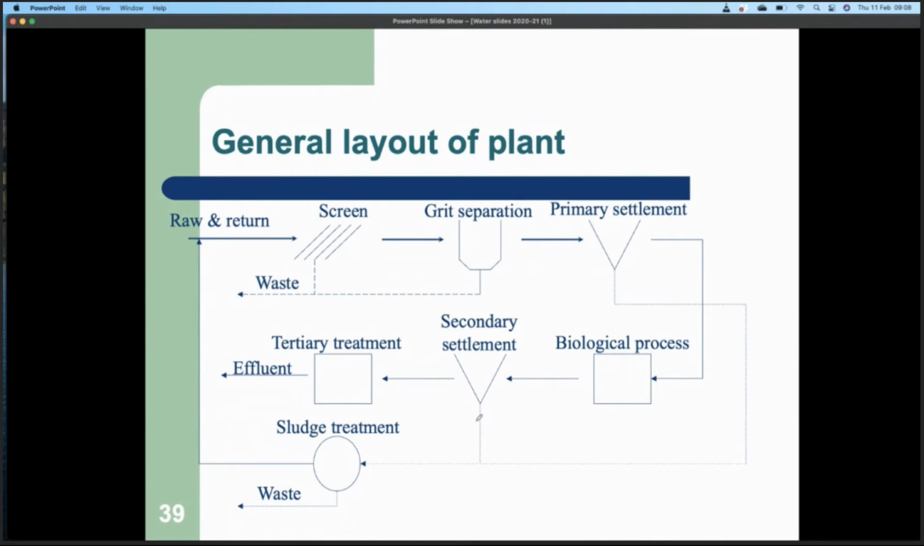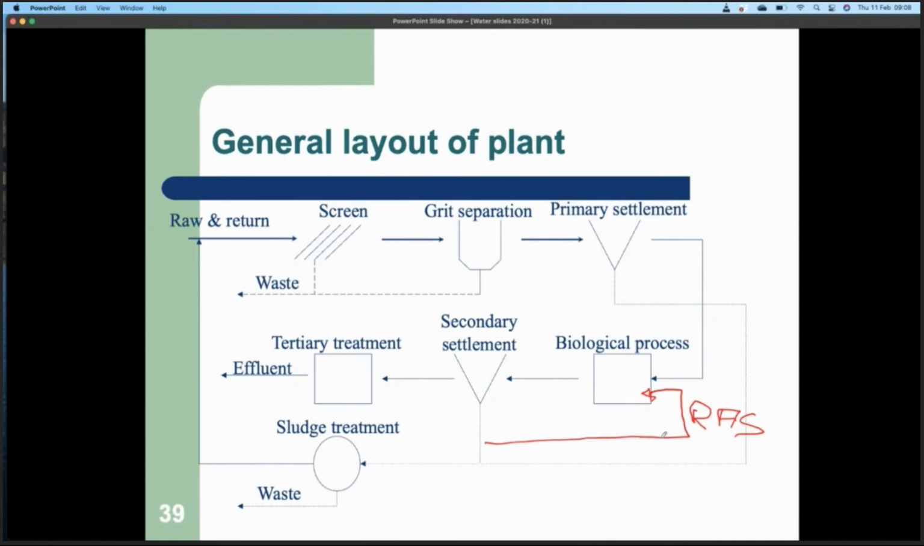So what you could also have is here a sort of flow where part of the activated sludge is recycled, and you would see that referred to as return activated sludge. So you generate the activated sludge here in the biological process. You collect it in the secondary settlement. Most of it gets discharged for sludge treatment, incineration, whatever it may be.